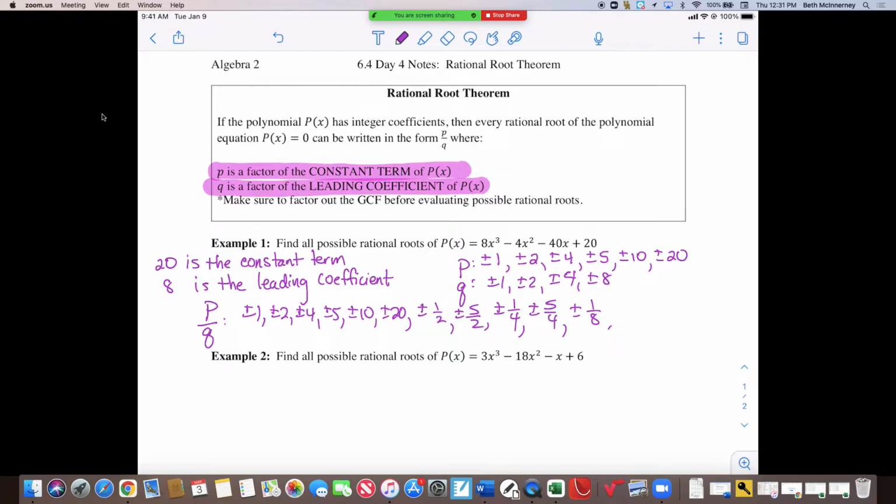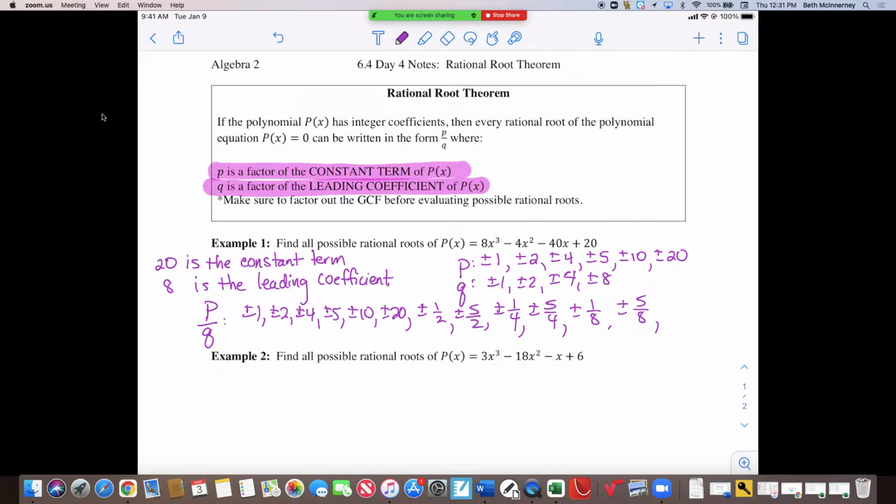Do we have 2 over 8? Yes. Do we have 4 over 8? Yes. Do I have 5 over 8? No. All right, do I have 10 over 8? Yes, that's 5/4. And do I have 20 over 8? Yes. Okay. So this is my list of possible rational roots.